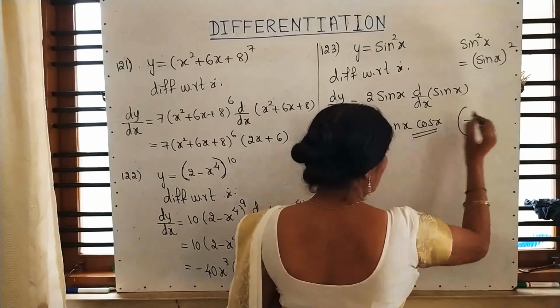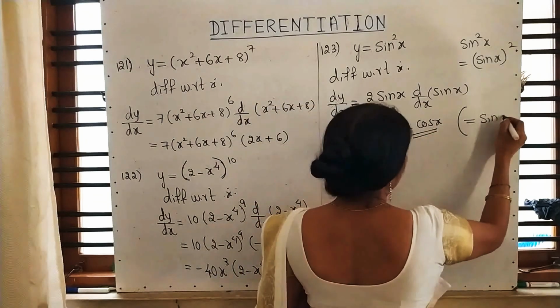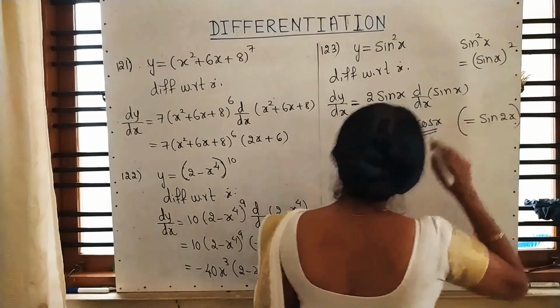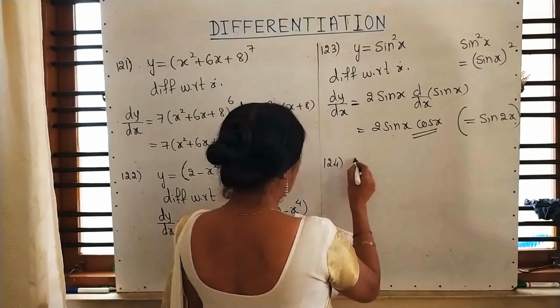If you are thorough, then only you can write, otherwise not. 2 sin x into cos x is sin 2x. Have you remembered or what? Trigonometric formula. Question number 124.